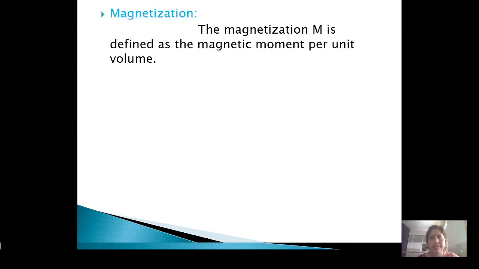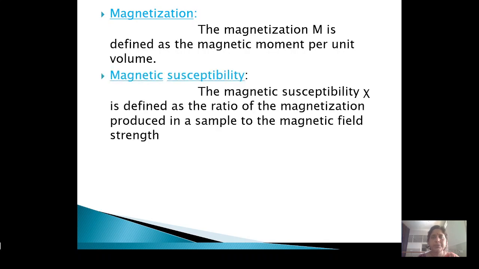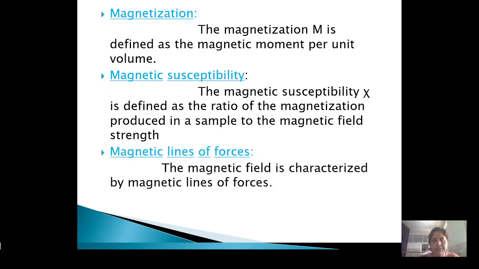Magnetization. The magnetization M is defined as the magnetic moment per unit volume. Magnetic susceptibility. The magnetic susceptibility chi is defined as the ratio of the magnetization produced in a sample to the magnetic field strength.